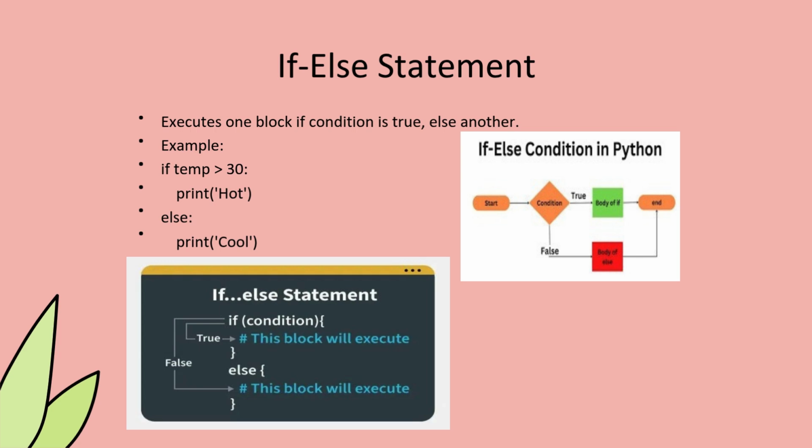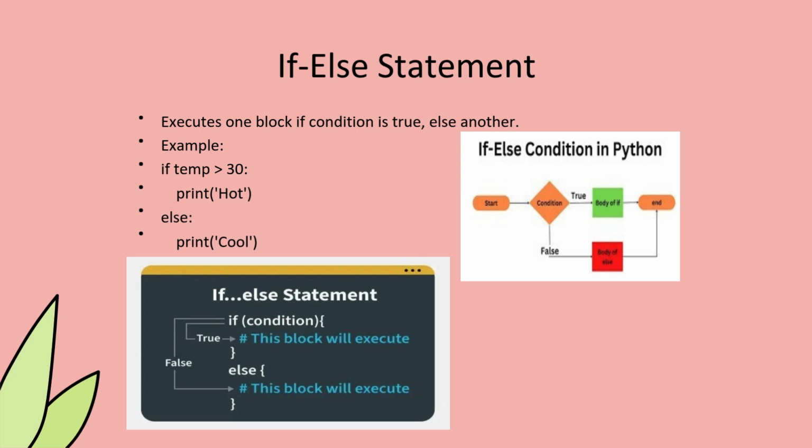Think of it like this. If it rains, carry an umbrella, else wear sunglasses. Either way, an action is taken based on whether the condition is true or not. This is useful when we want to handle both the outcomes of a decision. For example, when a user enters correct or incorrect information, a score is above or below the passing mark, a task is completed or not.